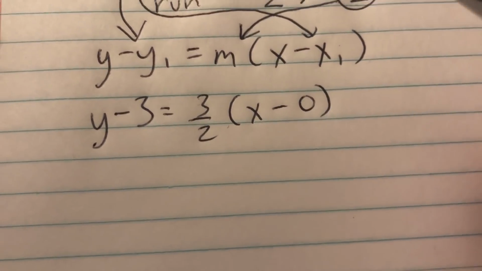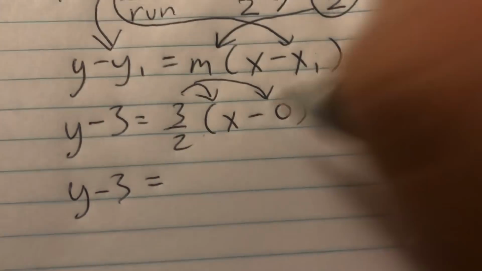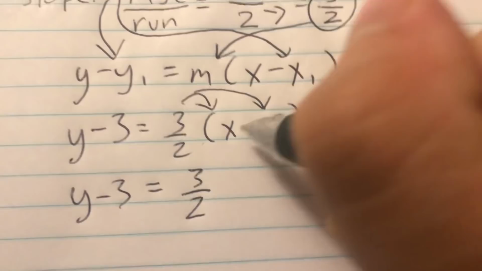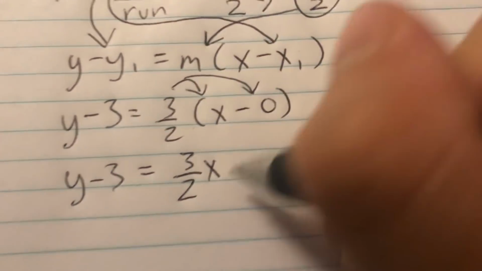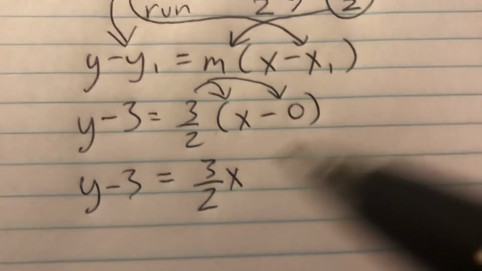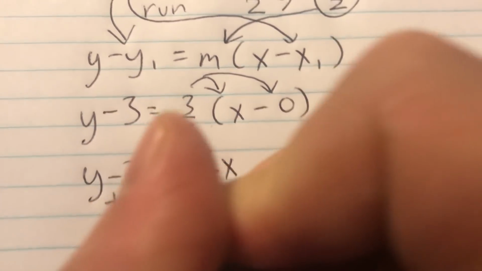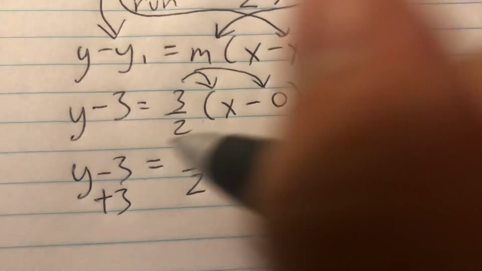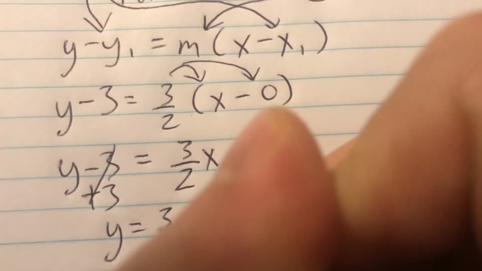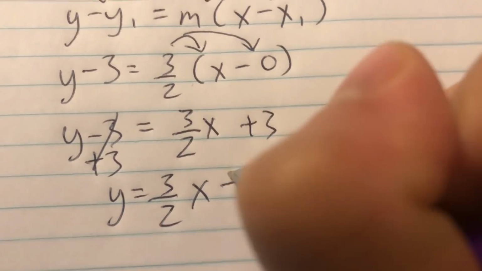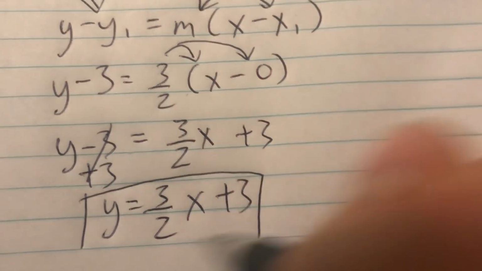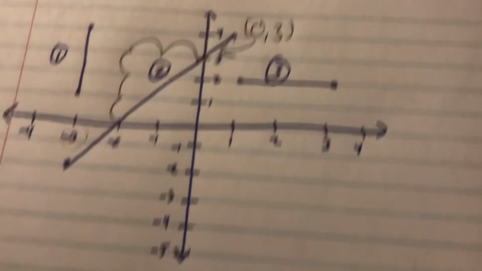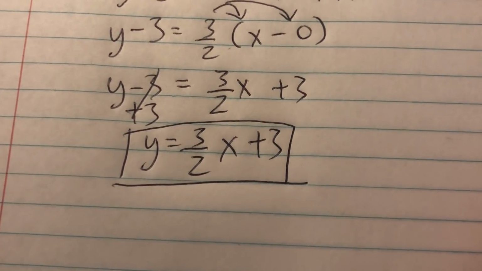So transforming this point slope into slope intercept, I have to distribute. I have y minus 3 is equal to 3 over 2 times x is 3 over 2x. 3 over 2 times 0 gives me 0, so I don't have to write anything. To put this into slope form, I add 3, this cancels out, then I have y is equal to 3 over 2x plus 3. That is the equation of this line. So line number 2 right here has the equation of y is equal to 3 over 2x plus 3.